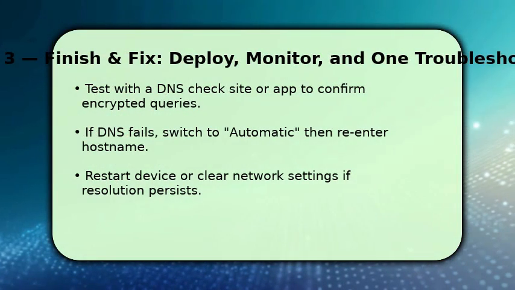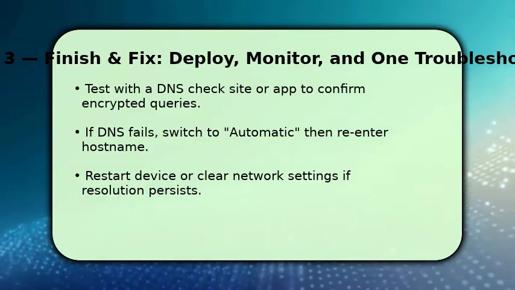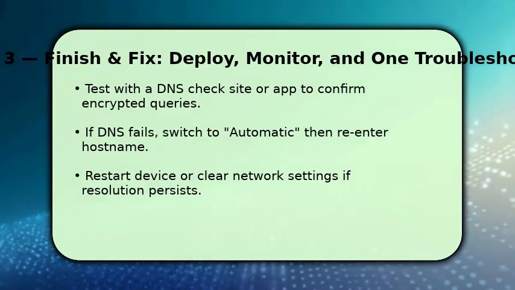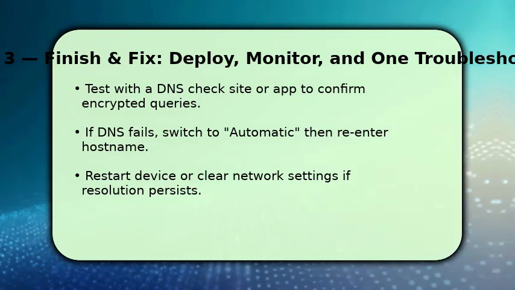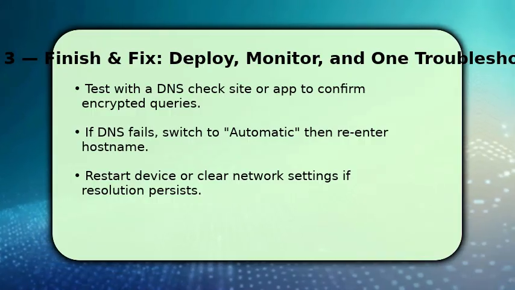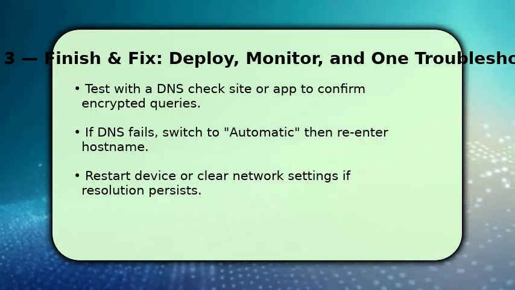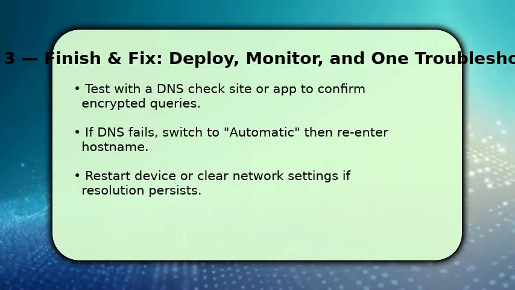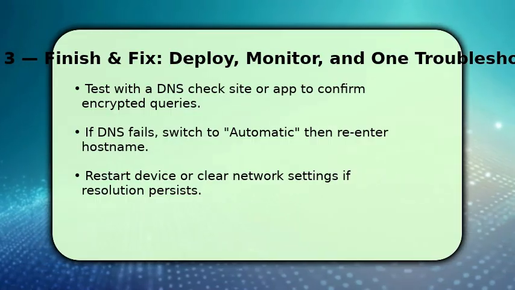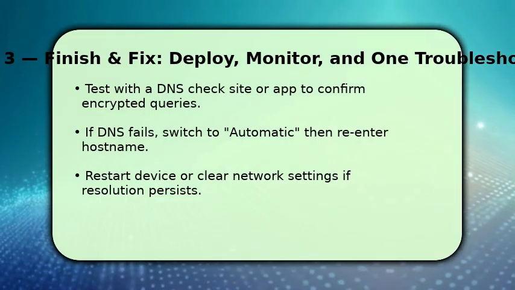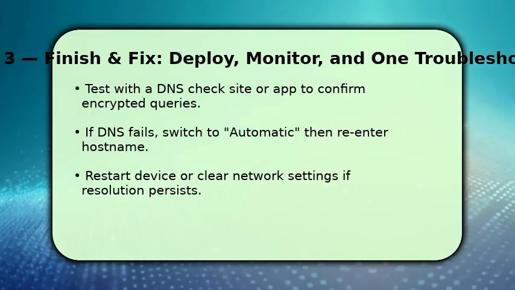Finish by verifying DNS. Open a browser and use a DNS test page or a diagnostic app to confirm queries are encrypted and resolving correctly. If pages fail, switch private DNS to automatic, then re-enter the provider hostname. This resets the protocol negotiation. If problems persist, restart your Redmi 14C or reset network settings as a last resort.